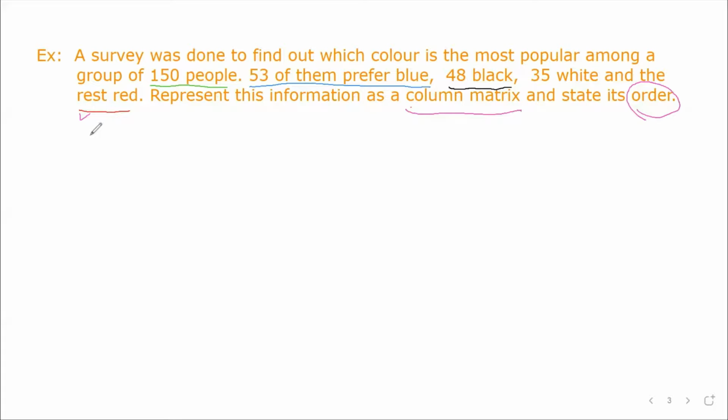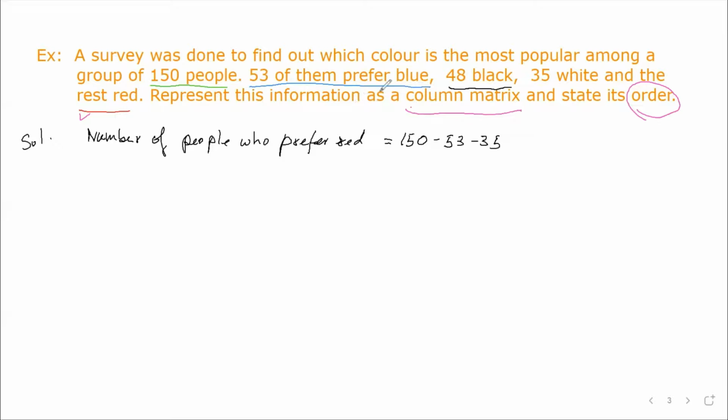So we're going to have a number. The solution: the number of people who prefer red becomes equal to the total, 150, minus 53, minus 48, minus 35. Total minus all the amounts of people we know who prefer each color.